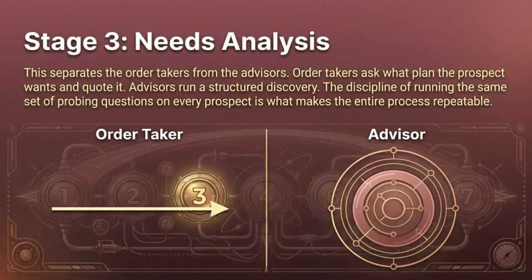Stage 3 is needs analysis. This is where you separate the order takers from the advisors. Order takers ask what plan the prospect wants and quote it. Advisors run a structured discovery. The same set of questions every time. What does your current coverage look like? What has been your experience with claims? What matters most to you in choosing a plan? The questions might vary slightly by product line, but the discipline of running the same discovery on every prospect is what makes the process repeatable.